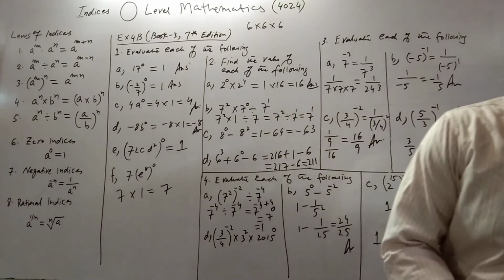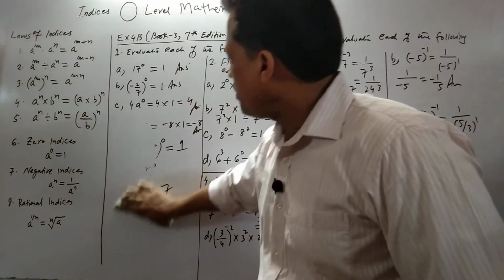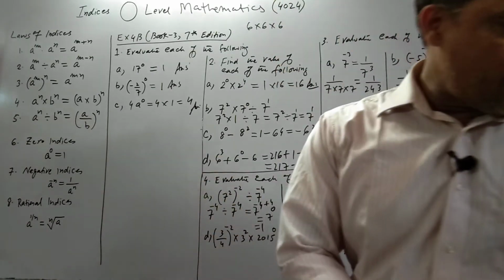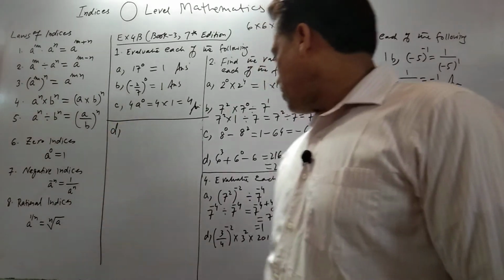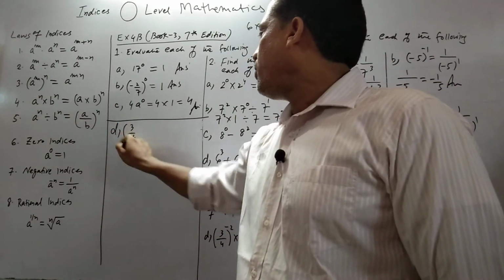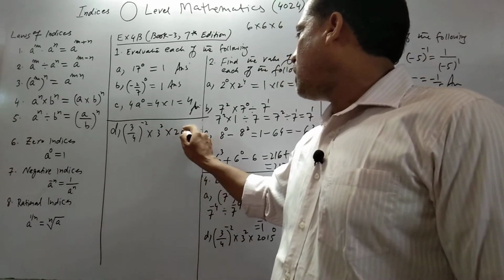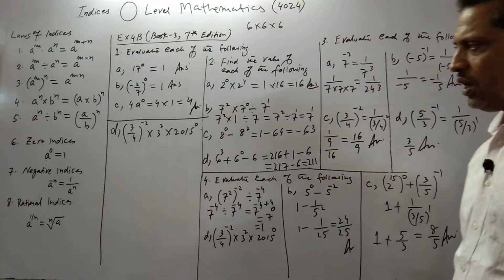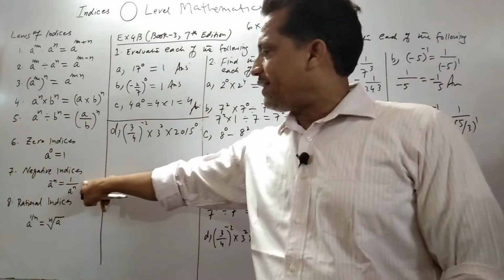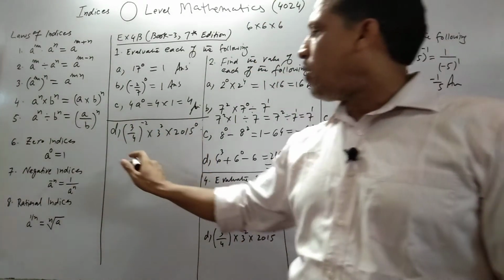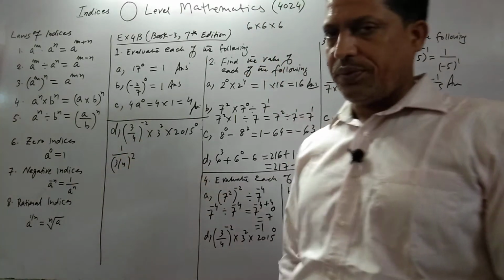The last part of question number 4. The last part is D part of question number 4. 3 upon 4 to the power minus 2 into 3 square into 2015 to the power 0. On this fraction 3 upon 4 to the power minus 2, apply law number 7. Convert this minus 2 into positive 2. Just write 3 upon 4. This minus 2 now becomes plus 2.